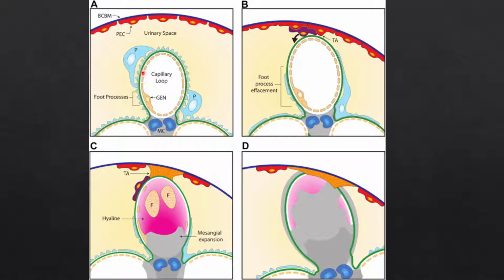Basically showing you these nice little foot processes, and now they're getting this effacement. So now you're seeing these little spikes, and now they're almost being squished out. In focal segmental, you're also getting this hyalinosis and mesangial expansion.